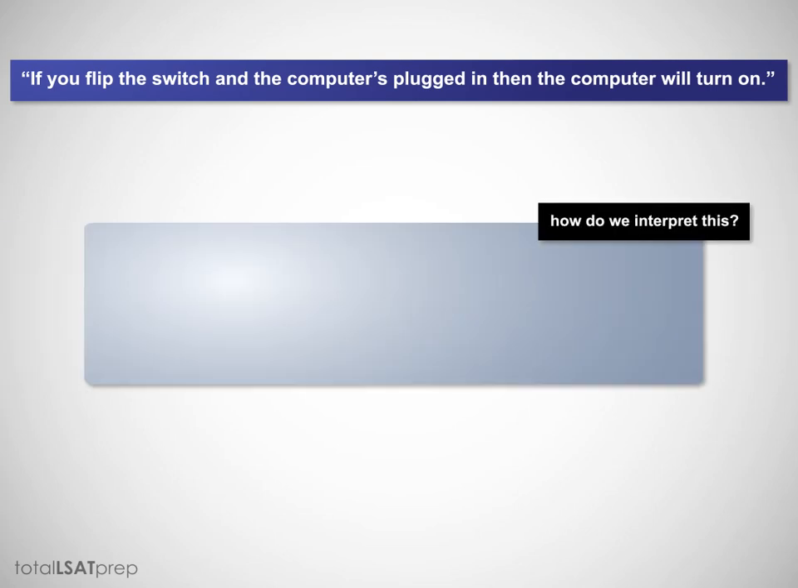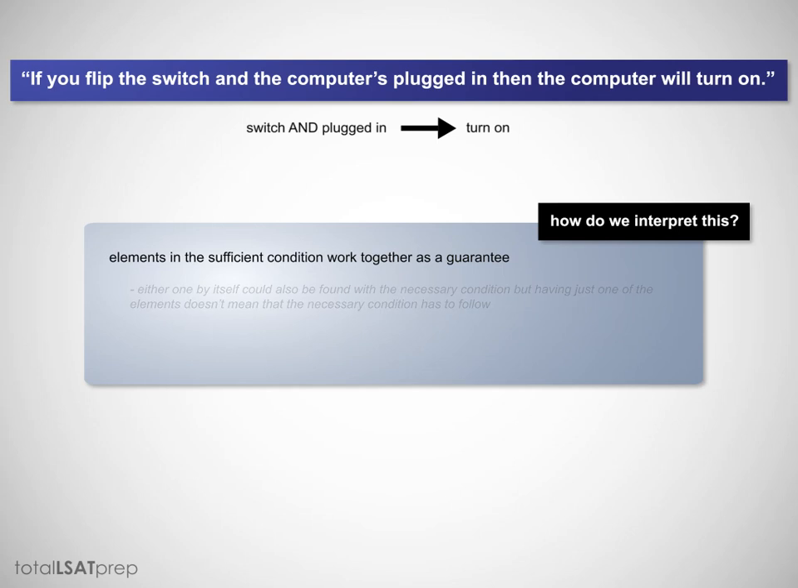Well, we need to diagram it by putting the two elements that are in the sufficient part together and join them with and. So we have switch and plugged in, the sufficient part, followed by an arrow, followed by turn on. So what this means is that the elements in the sufficient condition work together as a guarantee. Now, either one by itself could be found with a necessary condition, but having just one of the elements doesn't mean that the necessary condition has to follow.